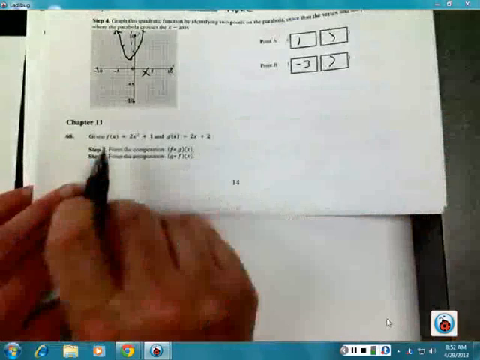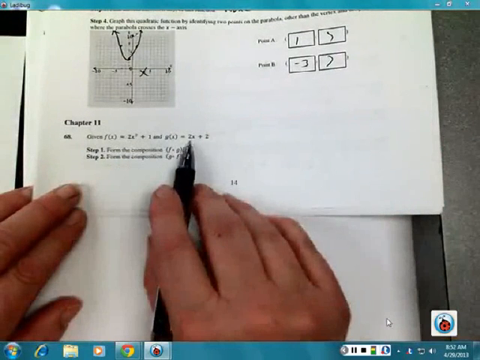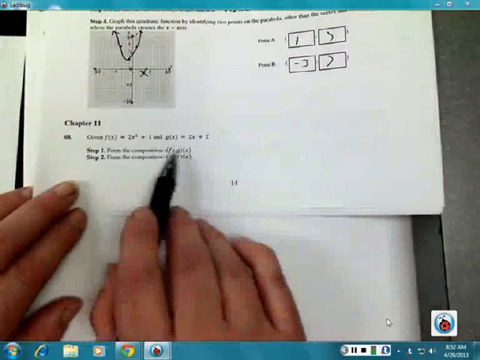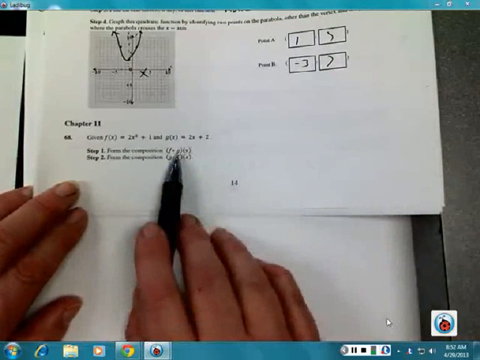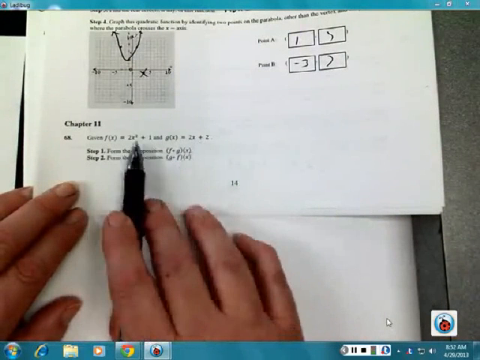Number 68. What do I do with it? 68 says I want this equation. F of x is equal to 2x squared plus 1. G of x is equal to 2x plus 2. And I want a composition. So I want an f of g of x, which means I want to take g and do what with it? Put it into x.